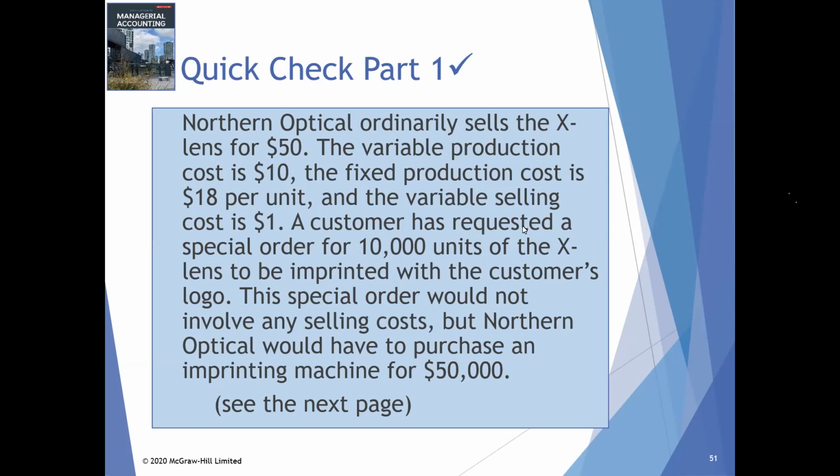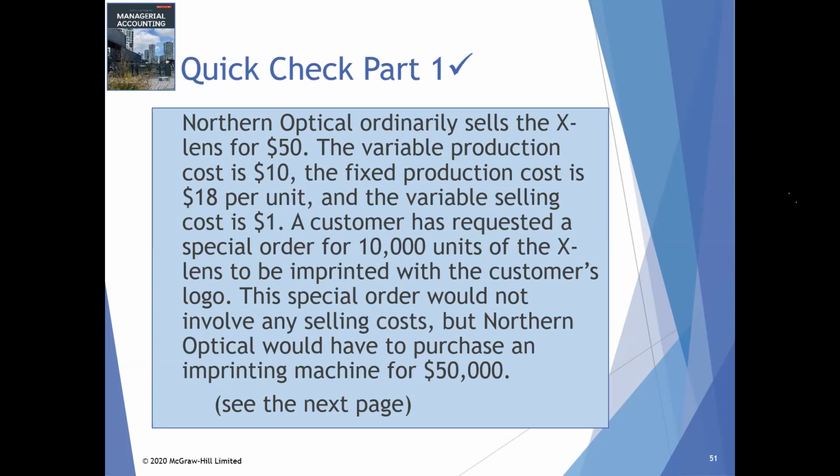So a customer has requested a special order for 10,000 units of X lens to be imprinted with the customer's logo. So this special order would not involve any selling cost, but for this particular order, Northern Optical would have to purchase an imprinting machine for $50,000. For this particular order, the company has to buy one new machine. There is no alternative for this.